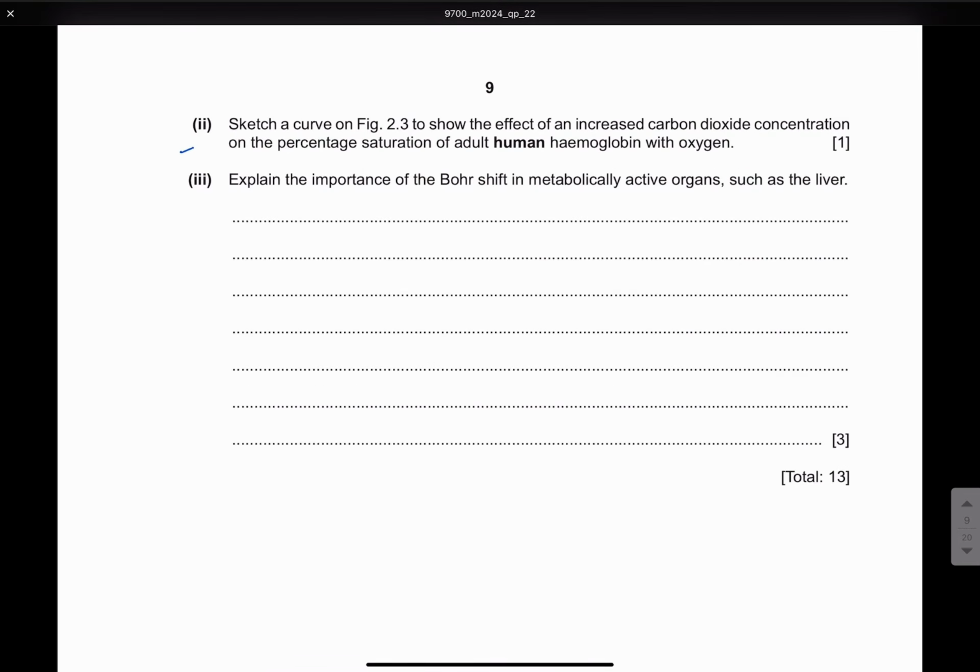So part 2 says: sketch a curve on figure 2.3 to show the effect of an increased carbon dioxide concentration on the percentage saturation of adult hemoglobin with oxygen. So guys, we all know that as the carbon dioxide concentration increases, or we can say as the partial pressure of carbon dioxide increases, the affinity of hemoglobin for oxygen decreases. This is Bohr's effect, and this will lead to Bohr's shift. So whenever partial pressure of carbon dioxide increases, the hemoglobin dissociation curve shifts to the right, showing that there is decreased affinity.